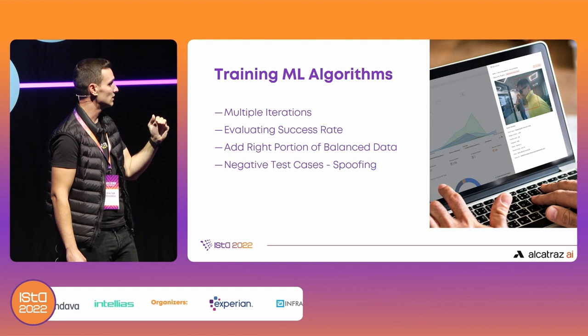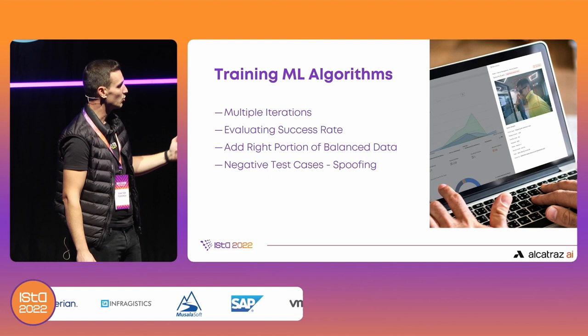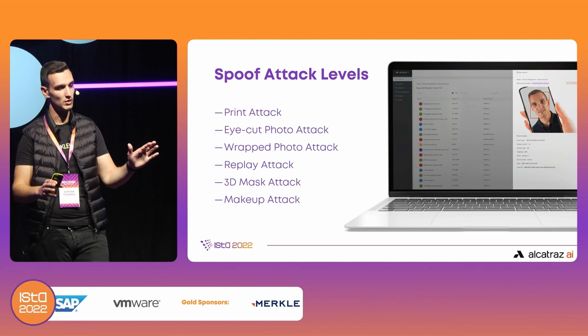And when we conclude with this, we approach covering the negative tests, which in our domain, as I mentioned, is spoofing. Spoofing is when someone is trying to bypass the system or penetrate the device. So what are the spoof attack levels in our domain? The first one is the photo attack, or print attack, when someone is showing a photo in front of the device, trying to simulate a human face.